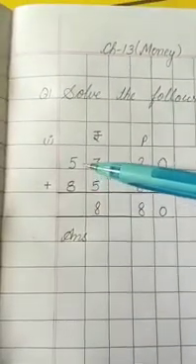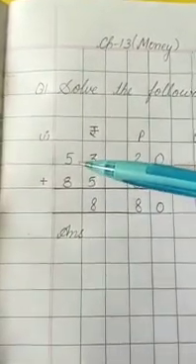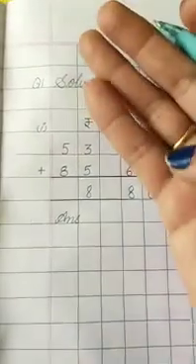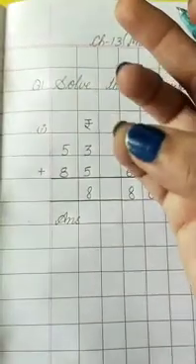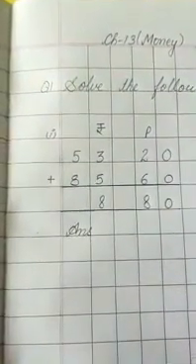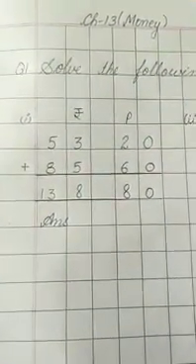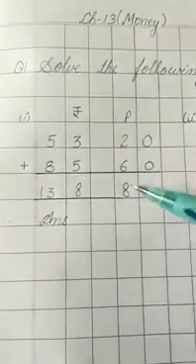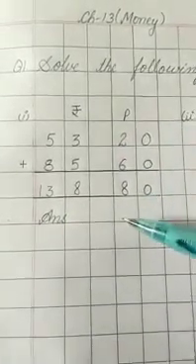Now we have to add 5 and 8. So 5 is in our mind. Now start counting from the next number. 6, 7, 8, 9, 10, 11, 12, 13. So the answer is 13. So let's write here 13. Now children, we got the result as 138 rupees and 80 paise. So let's write it here.